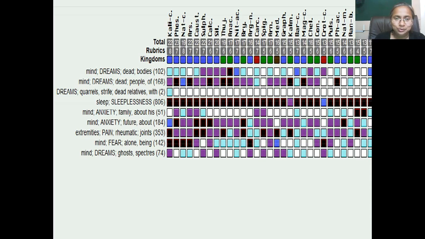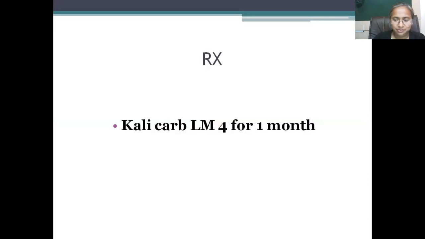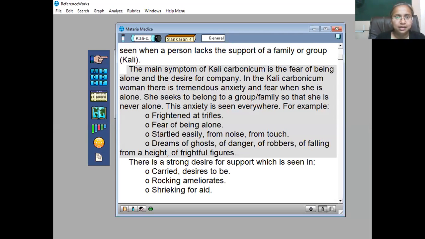Okay, so Kalium carbonicum is the medicine which came very pronounced in the repertory graph, and I gave her LM4 because she was on a heavy steroid dose and also on immunosuppressant drugs, and I wanted to give quick relief, so I used LM potency. I gave LM4 for 1 month regularly, and you can read from Shankaran's book.